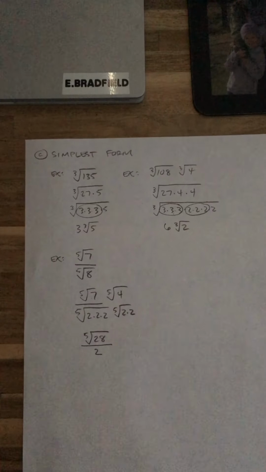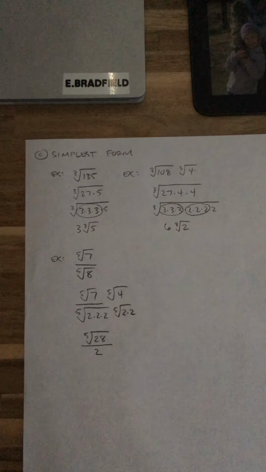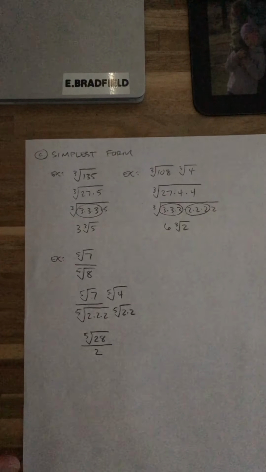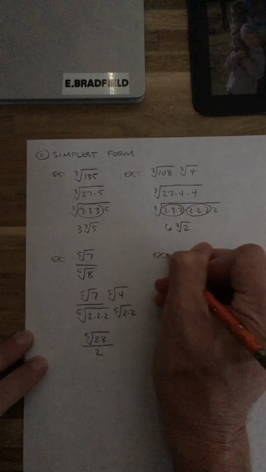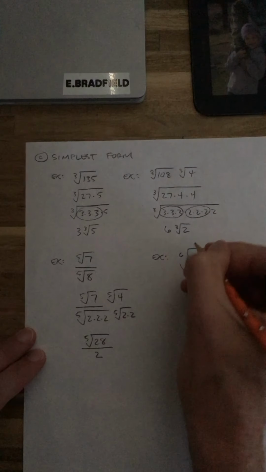All right, let's do one more. I'll do one more of these guys, okay? Check it out. I have the 6th root, okay, of 81 over 4.